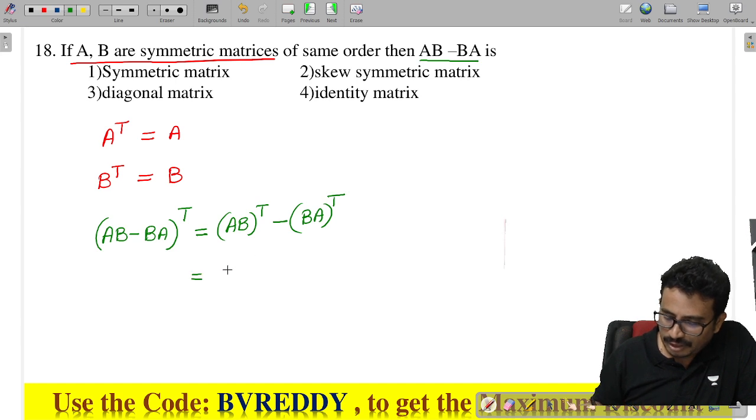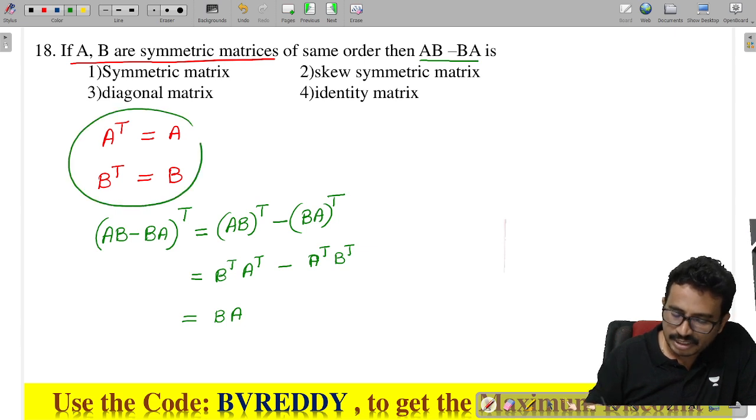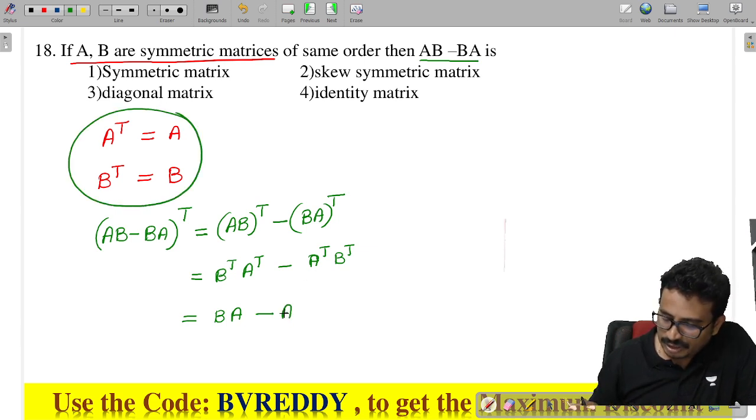Now you see what I will get here: (AB) whole transpose, which is given as B transpose into A transpose minus A transpose into B transpose. Now you tell me, B transpose is equal to what? B. A transpose is equal to A, since A and B are symmetric matrices, they are given. So minus A transpose B transpose is minus A B.